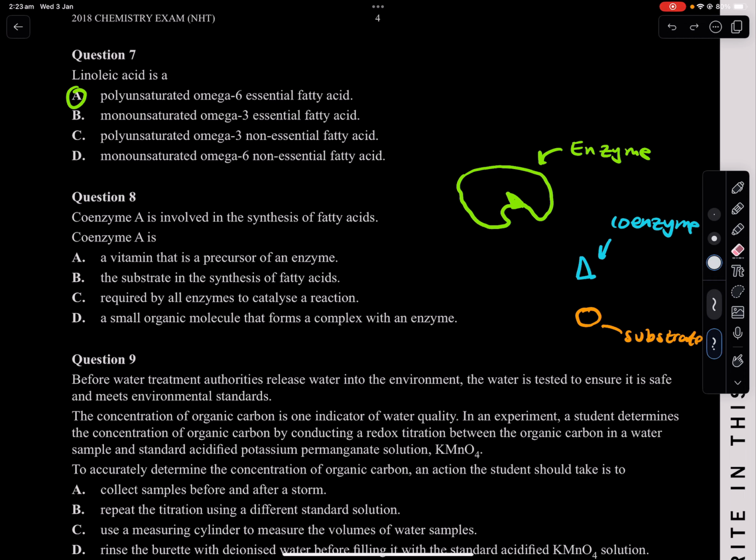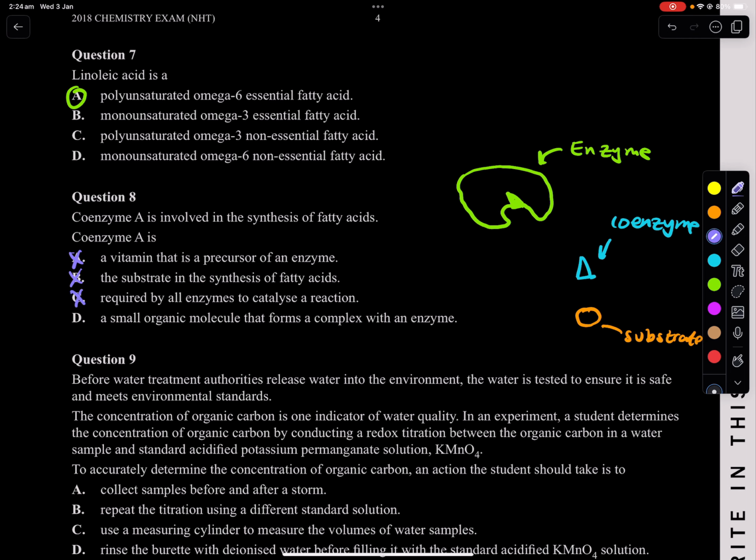That's a fast way to understand what a coenzyme does. So let's use that to our advantage and answer this question. Is it a vitamin that is a precursor of an enzyme? No, it's not a vitamin. B, the substrate. So coenzyme A is the substrate in the synthesis of fatty acids? No, it's not the substrate. It's organic. This is the substrate, whereas the coenzyme is by itself. So no. Required by all enzymes to catalyze a reaction? No, some reactions don't even need a coenzyme.